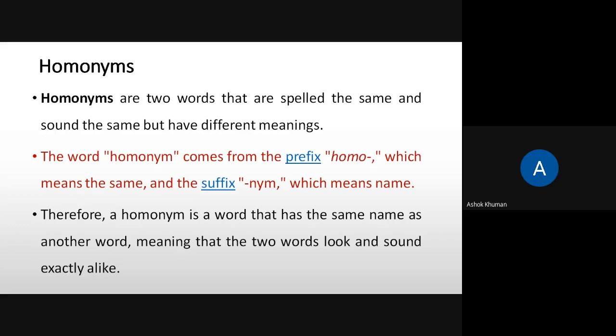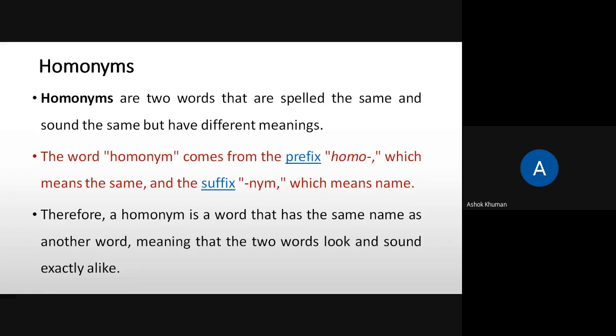Therefore, a homonym is a word that has the same name as another word, meaning that the two words look and sound alike, exactly alike. We will see some examples also. One thing is clear: homo means same and nym means name. So homonym means similar in spelling and similar in sound.